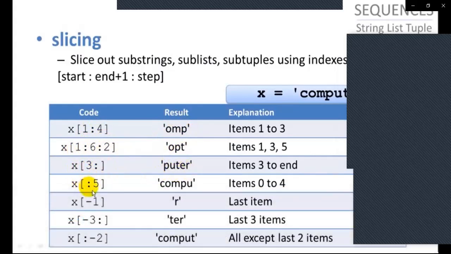If we don't put anything before the colon, then it starts at 0. So this will give us items 0 through 3. And if we want to use negative numbers, we can use -1, which gives the last item in a list or a sequence. So x of -3 colon nothing is going to give us the last 3 items in a sequence. And then x colon -2 will give us everything except the last 2 items in the sequence.